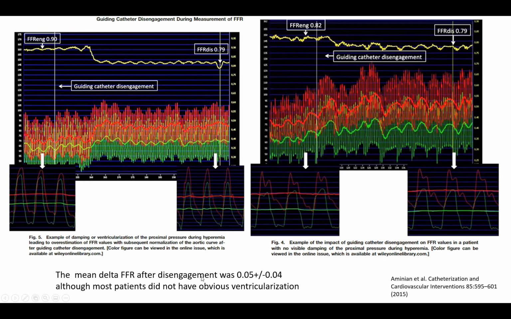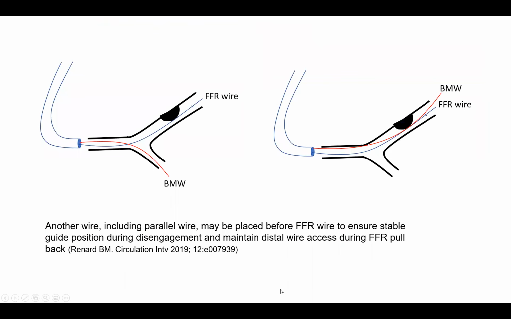And the mean delta FFR after disengagement was 0.05 plus or minus 0.04, although most patients in that paper did not have obvious ventricularization. So this is very important. And that disengagement, even if your guide is not ventricularized, is particularly important when your FFR is in that gray zone close to 0.80. You went from 0.82 to significant FFR just by disengaging, even without ventricularization.